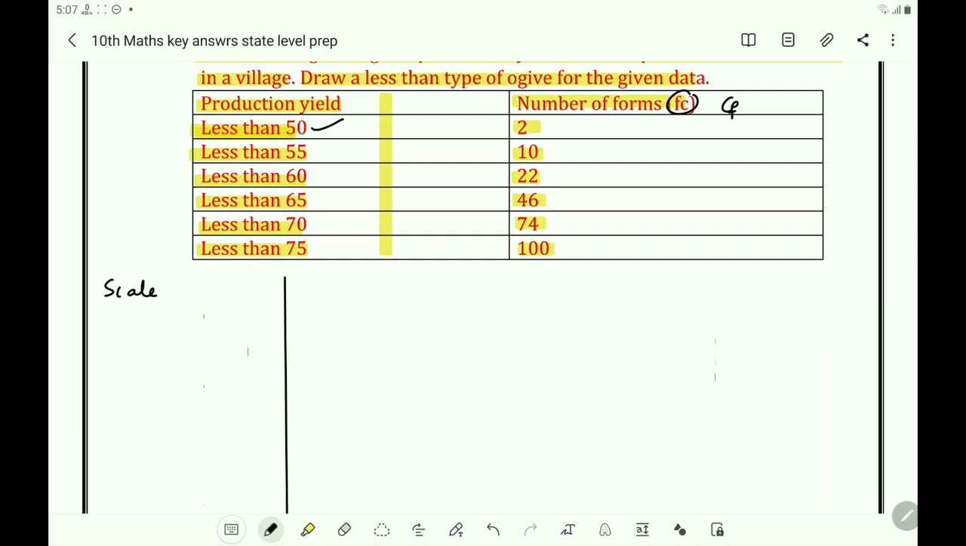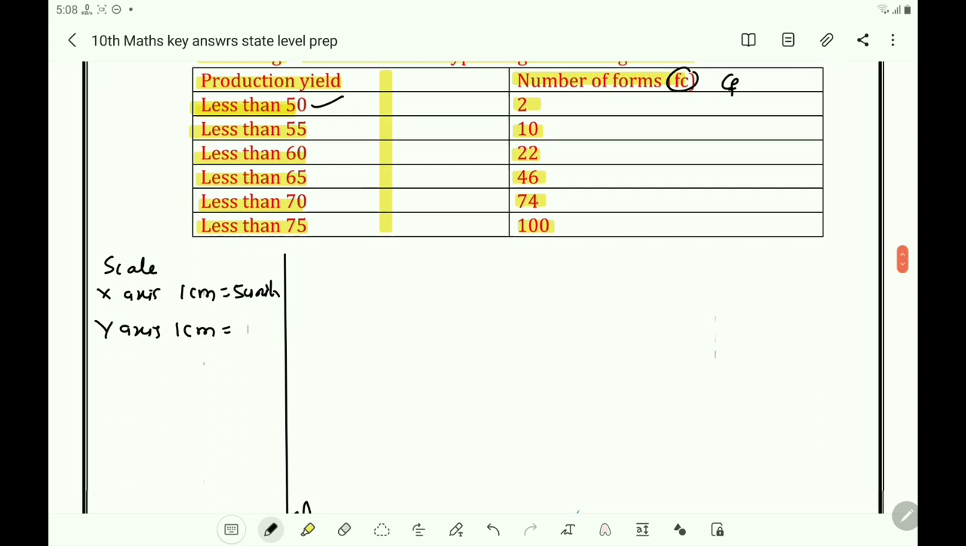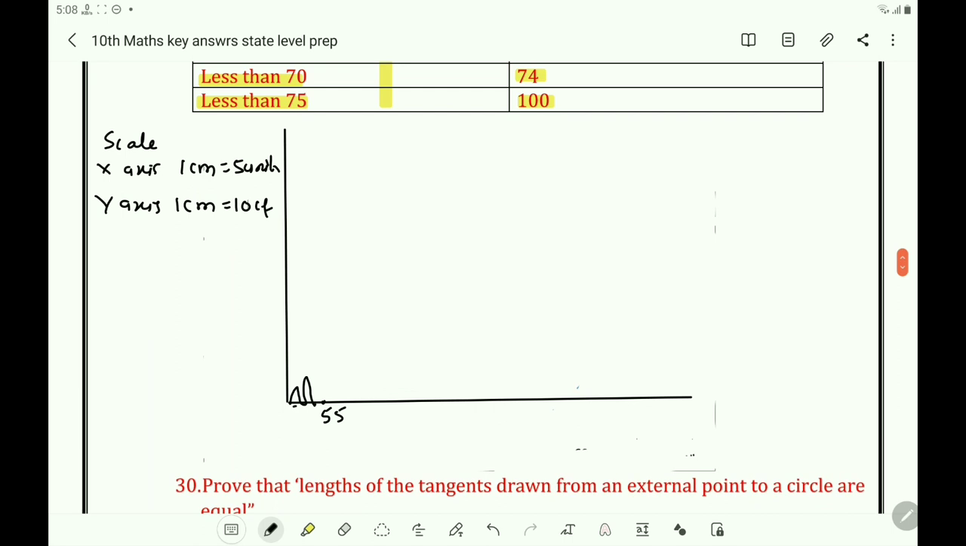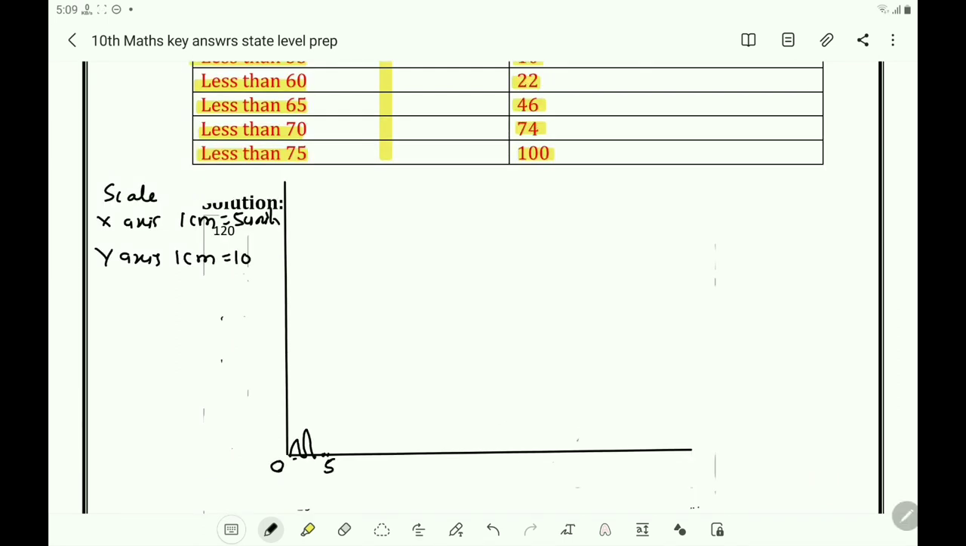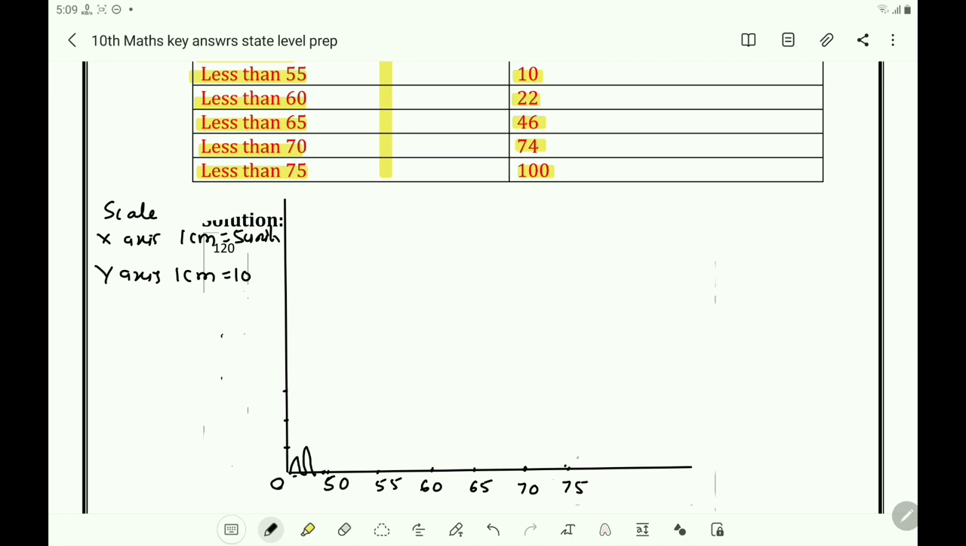So take the scale here. Scale: x-axis, 1 centimeter equals 5 units; y-axis, 1 centimeter equals how much? 10 CF. So take the origin here, so it starts from 50, 55, 1 centimeter you take, 60, 65, 70, 75. Here mark 1 centimeter. 10, 20, 30, 40, 50, 60, 70, 80, 90, 100.